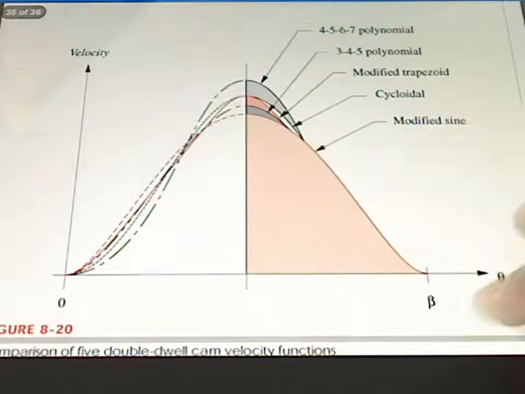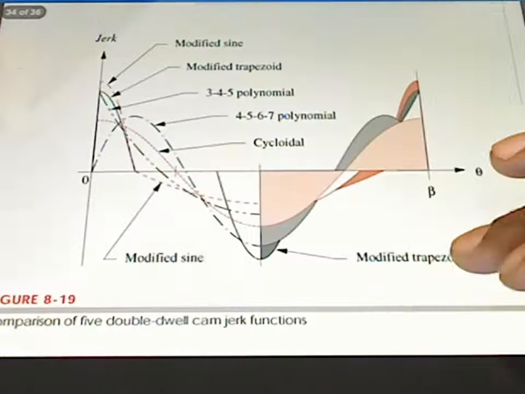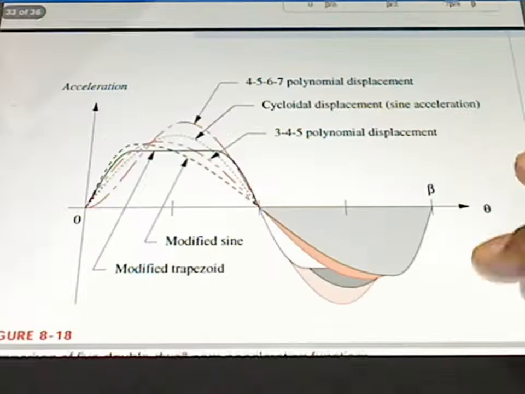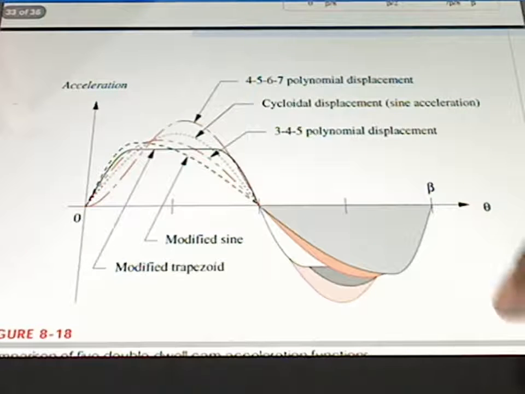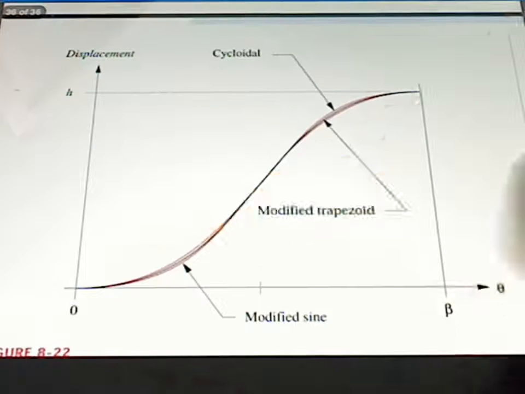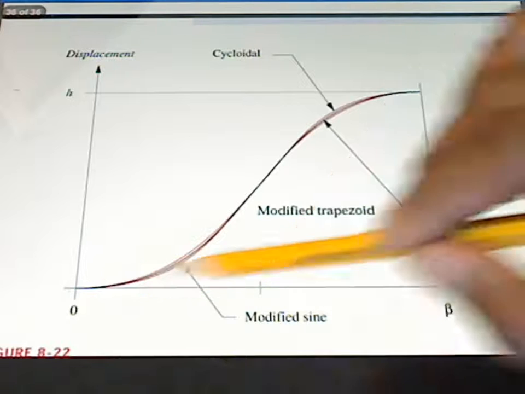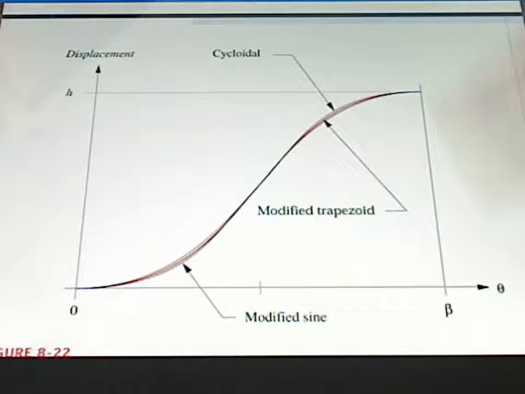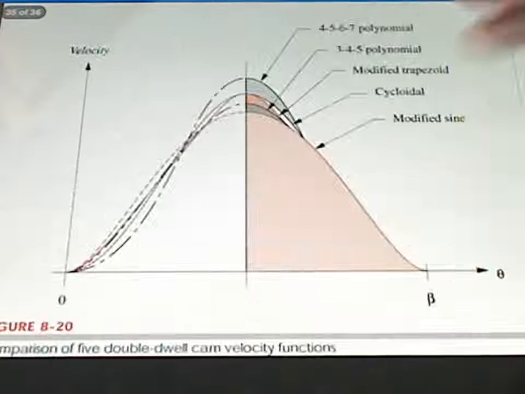Even though our velocity profiles differ a lot more, and our jerk profiles and our acceleration profiles are quite a bit different. And so really, when you look at these different designs, you won't see much difference in terms of the displacement. They all go from some low period to some high period. However, once you start looking at things like the velocity, the jerk, and the acceleration, you see quite a bit of difference.